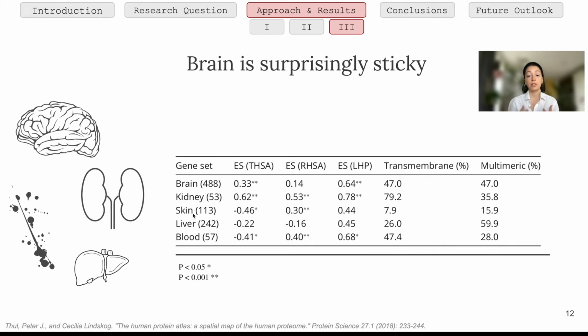This table shows that the brain and kidney tissue-enriched gene sets have high enrichment in predicted THSA and LHB values. Kidney-enriched genes show the highest enrichment in all of those 3 hydrophobic measures. A possible explanation for this is the major role of kidney in maintaining homeostasis through various transmembrane, membrane-bound receptors and transporters. And indeed, almost 80% of the kidney-specific proteome is annotated as transmembrane by UniProt, and this might explain the overall stickiness of the kidney-specific proteome.